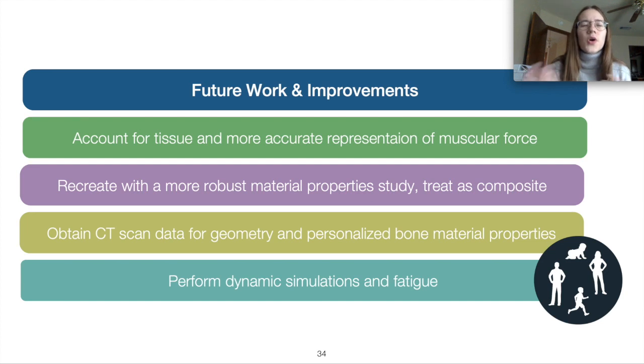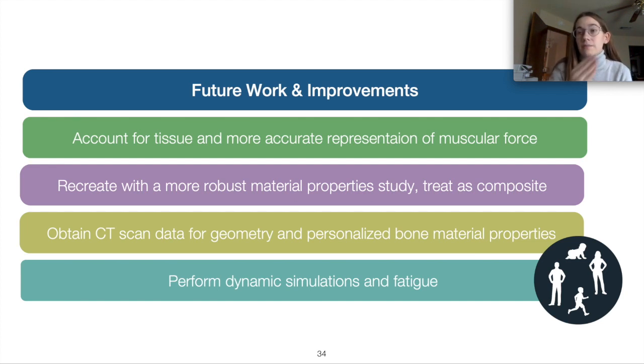So future work, there are so many more things that could be done with this type of project. You can account for the tissue and then have better muscular force. You could actually put in muscular tissue and use the forces like that, because there are actually muscles all along the femur, right? Pulling it up all along the side. So you can account for those types of things. Also, your tissue is going to add a little padding to your fall. You can recreate it with better material properties. Maybe do more of a study.